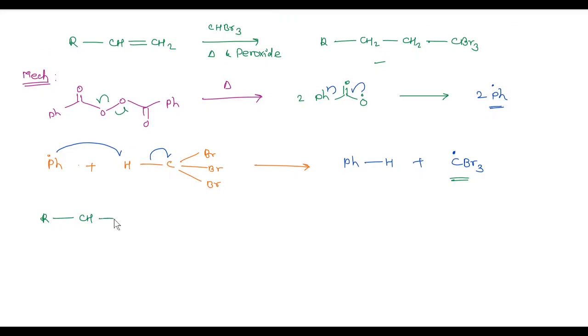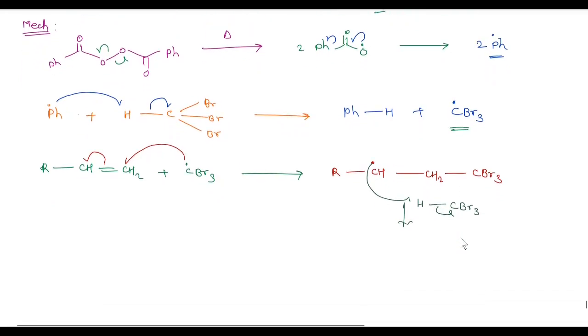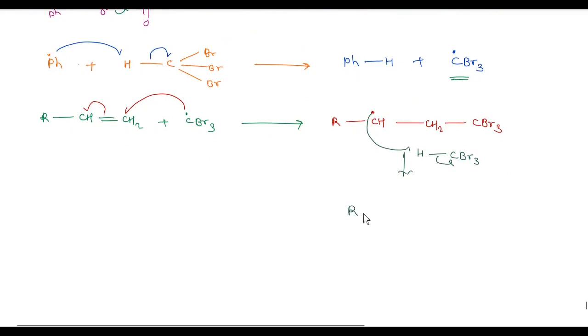In the next step, this tribromomethane radical reacts with this alkene. The radical attacks this carbon, the double bond opens on the other carbon, and a new free radical is formed. In the next step, this radical abstracts a hydrogen radical from another tribromomethane molecule and our desired product is formed.